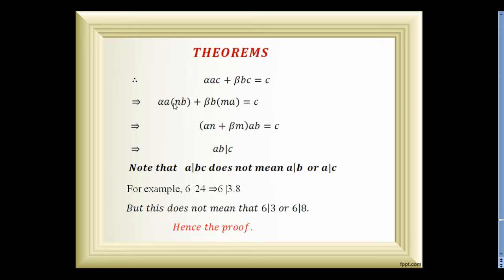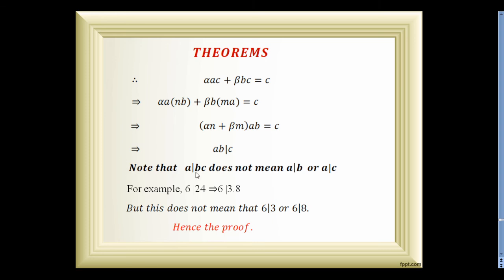Now taking a common element AB, we get alpha N plus beta M into AB, which is equivalent to C. Now here I can tell some constant multiplied with AB which is equal to C means this AB divides C.